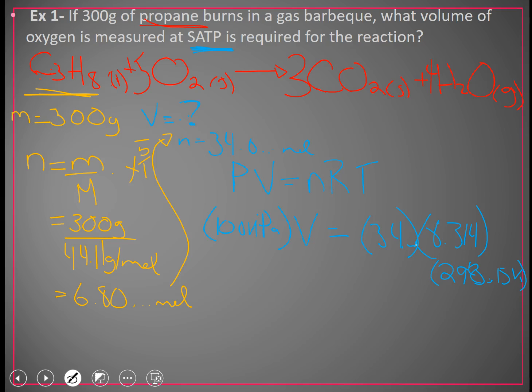And then I'd have to take all of that and just divide it by 100. So the volume of oxygen gas that would be required in order to burn off that 300 grams is going to be 842.9, so with significant digits it would be 843 liters. Quite a large amount of oxygen in order to burn off that 300 grams.